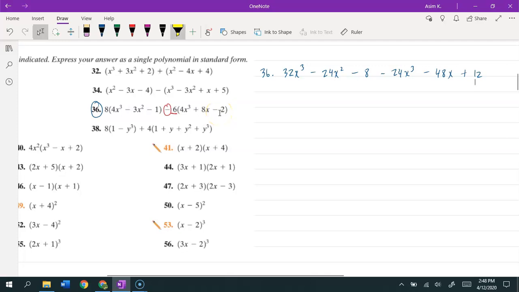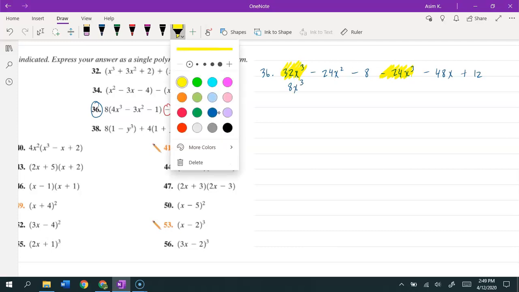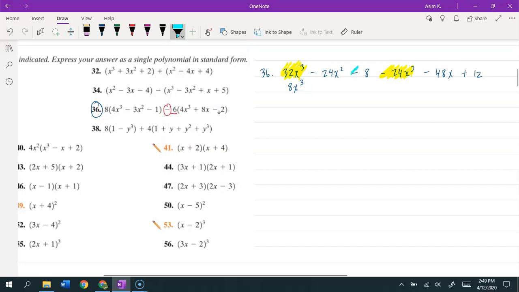And then finally, the last thing that you do is you combine like terms. So notice that 32x cubed can be combined with negative 24x cubed. And so we'll end up with 8x cubed in that situation. Then the next one you can combine is negative 8 and positive 12. Negative 8 plus 12 gives you a positive 4.